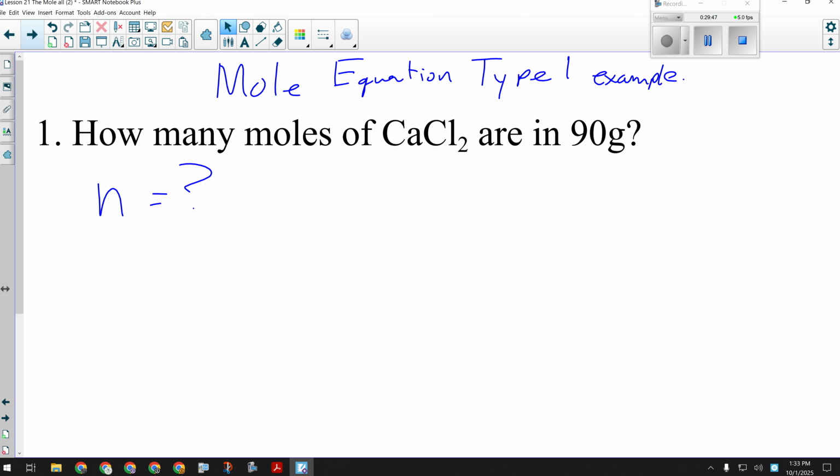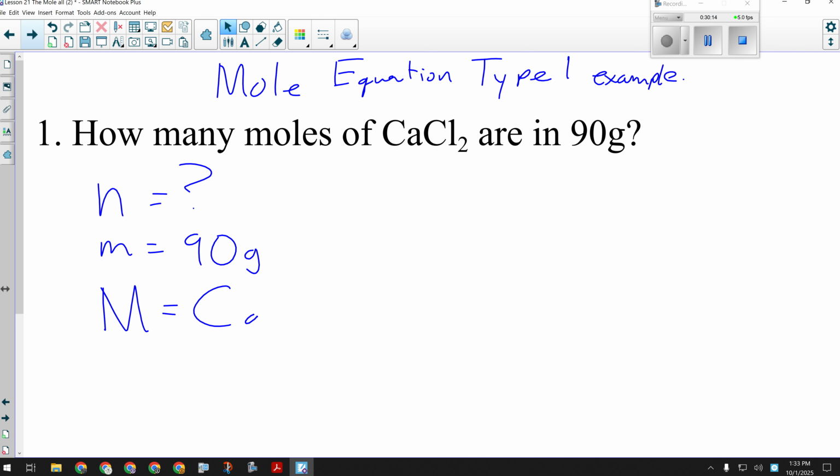It tells me it wants to know how many moles of calcium chloride are in 90 grams. The 90 grams is what part of the mole equation? Little m, yeah. Okay, little m is always in grams. And because they told me it's calcium chloride, can I calculate the molar mass? Okay, that's what we learned how to do a minute ago, right?